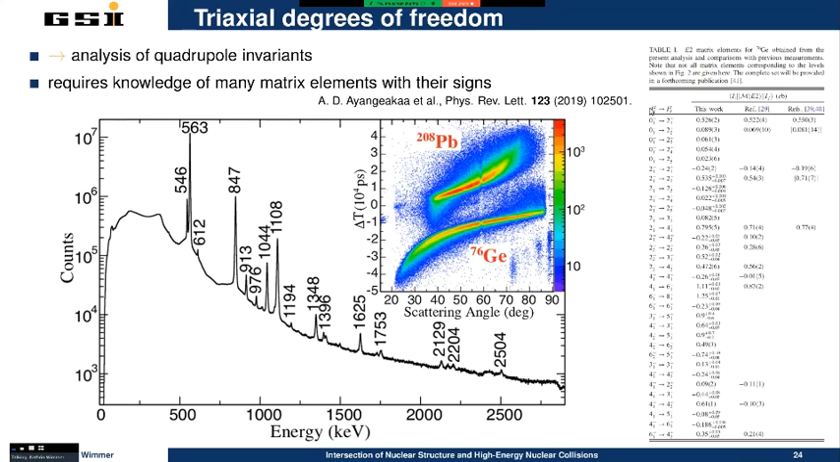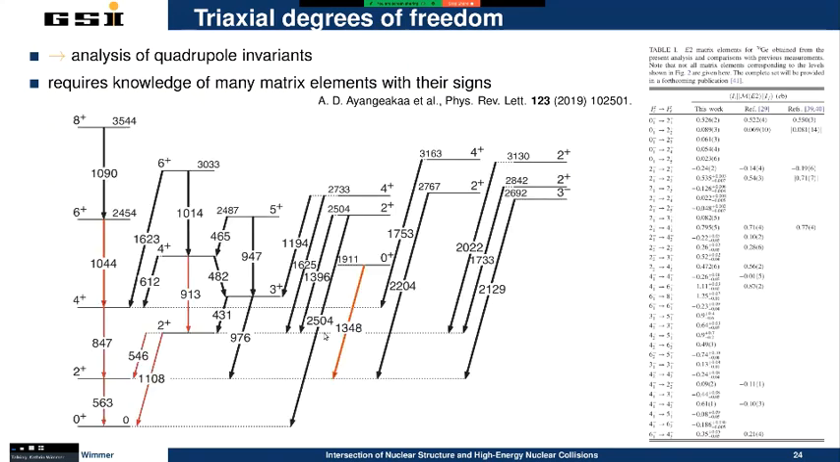And in the table here, you can see that they can extract E2 matrix elements for 20 or so transitions, but also diagonal ones with their respective signs. And in the level scheme, you can see that what was known before that experiment is shown in red, but they were able to extract matrix elements for all the transitions which are shown here.